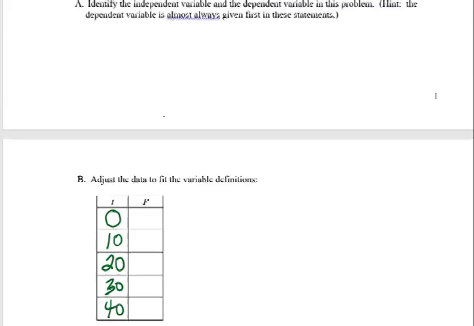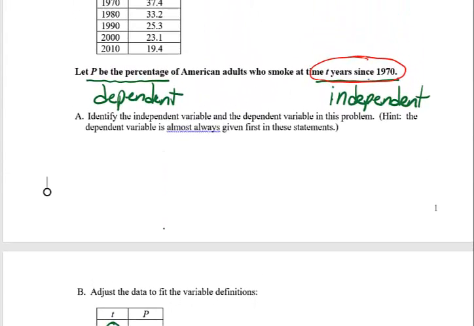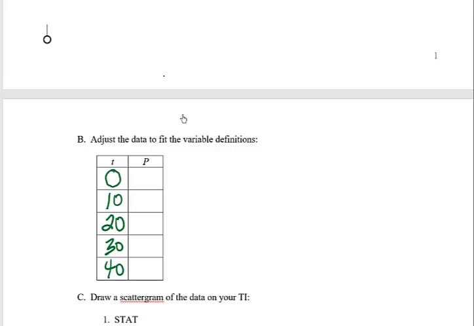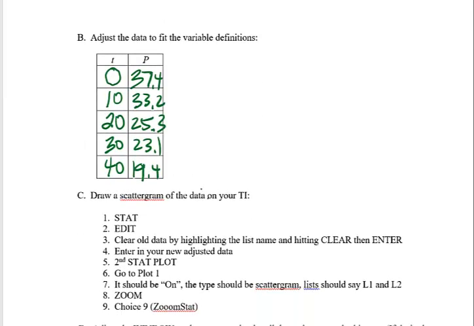Look back up at the P definition. P stands for the percentage of American adults who smoke, and when I look at the original table, that's exactly what they gave me. So those numbers don't need to be adjusted at all. I can simply fill those in. 37.4, 33.2, 25.3, 23.1, and 19.4.